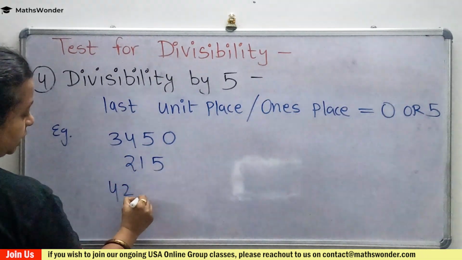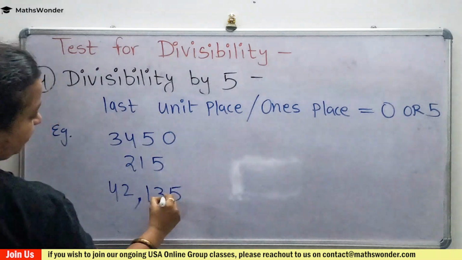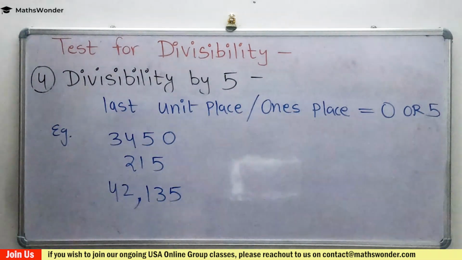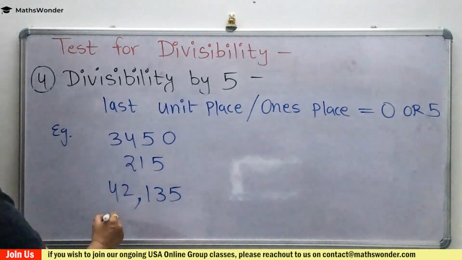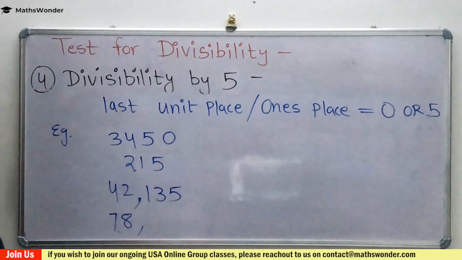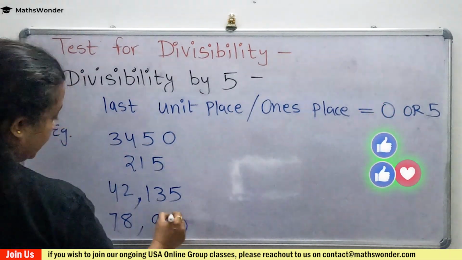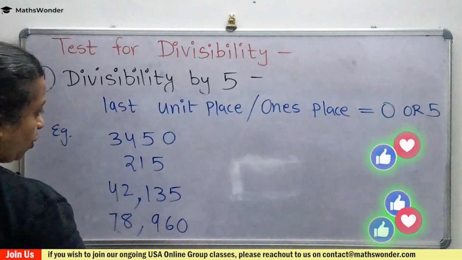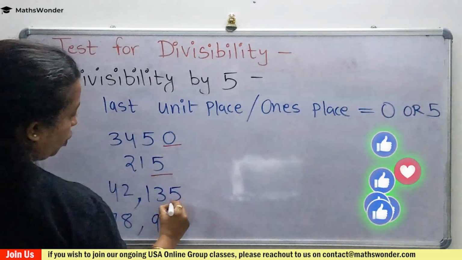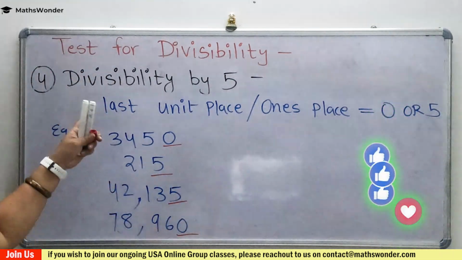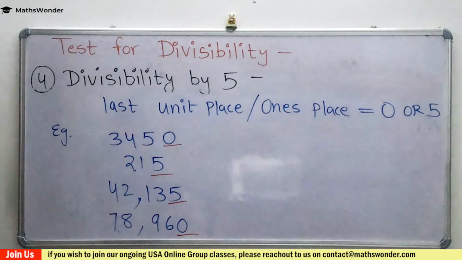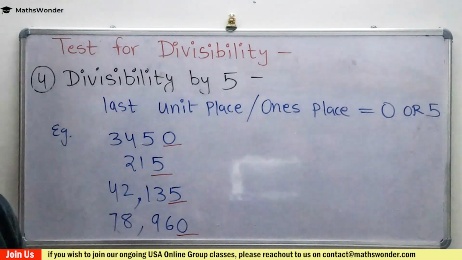A bigger number: 42,135. 5 is at the ones place, which means yes, this is divisible by 5. And 78,960. You can see here that all the units places are 0 or 5, which means these numbers are divisible by 5 exactly.